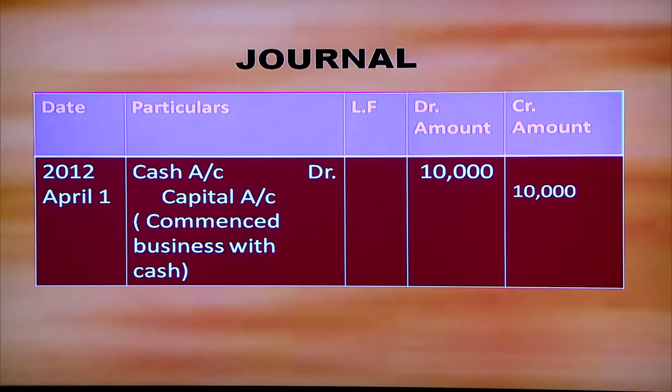Here there is a transaction, commenced business with cash. Here date column is filled. Particulars column is filled with the account to be debited and the account to be credited. And then ledger folio column, then debit amount column and credit amount column. Now let us study how we can process this.